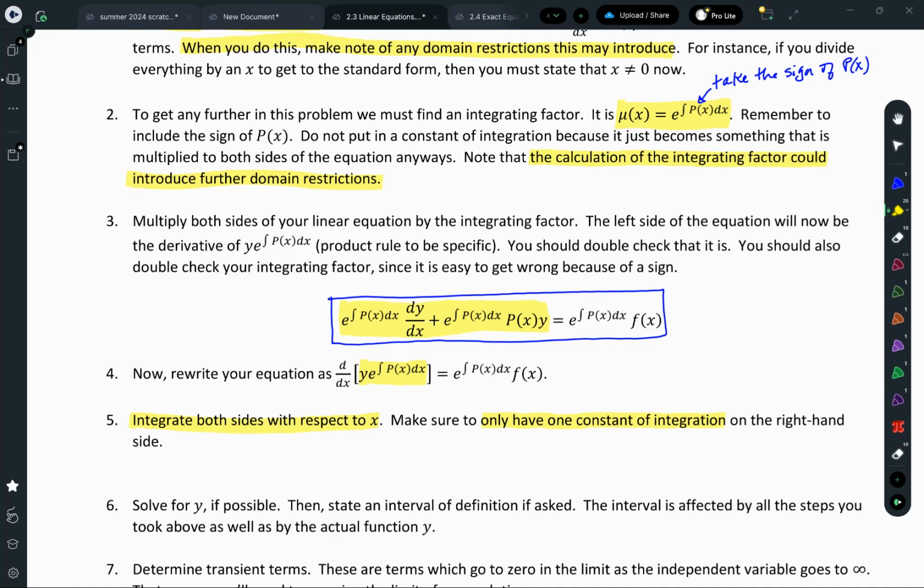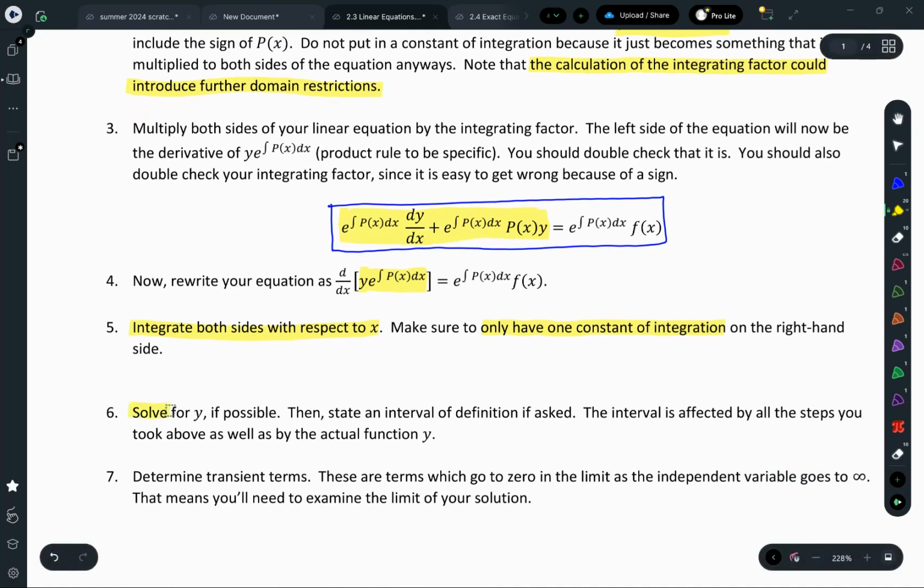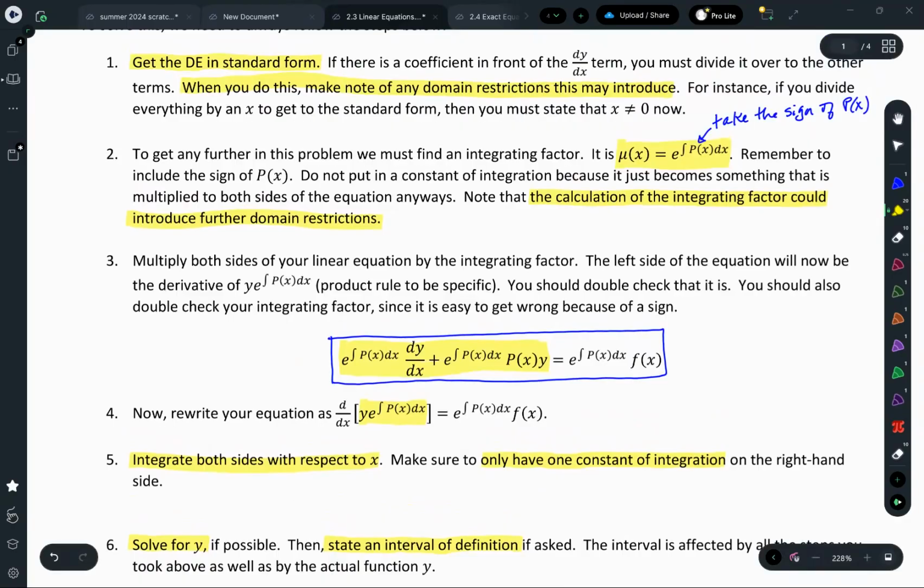Once we've done that, then we will solve for y. This typically is very possible. In fact, it's typically very straightforward to do. And then in the very end, most of these problems, if not all of them, ask you for an interval of definition. And that interval of definition is going to come from having made note of all the domain restrictions that came up in steps 1 and 2.